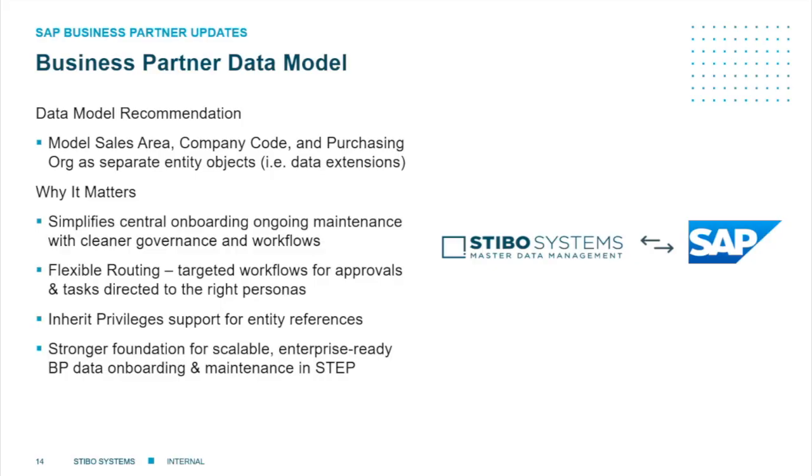This shift is further powered by the new inherit privileges feature for entity references, which enables precise privilege control. For example, sales area data privileges can now be governed regionally, something that was difficult to achieve before. Together, these capabilities set a stronger foundation for scalable, enterprise-ready business partner data management in STEP.